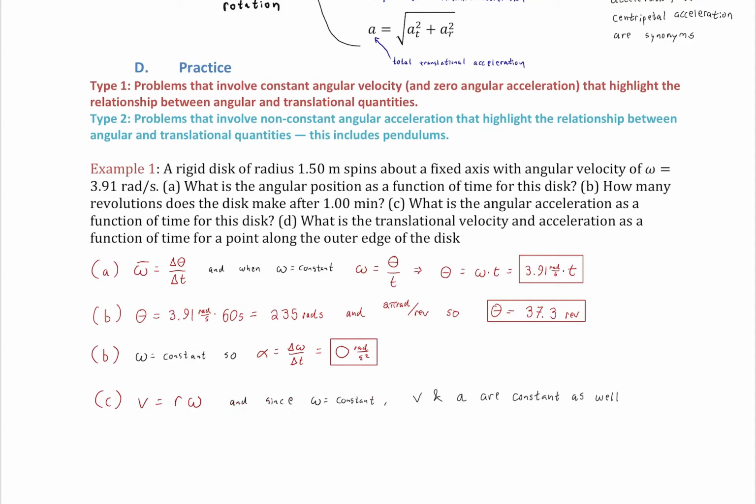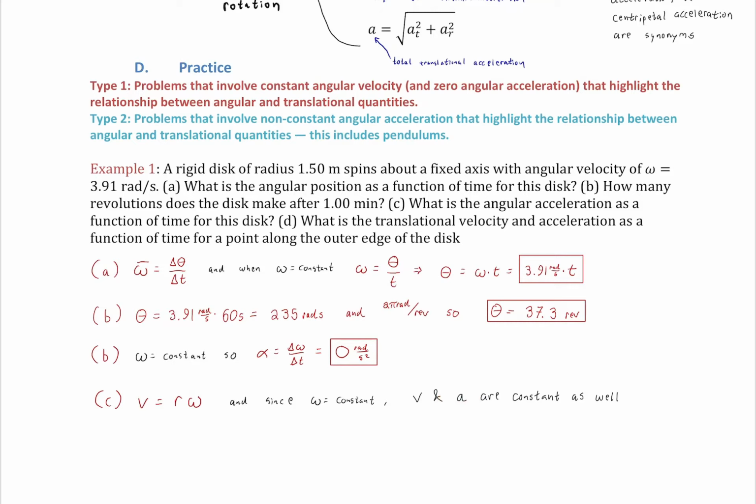All right, so here's an interesting fact. Since omega is a constant, that means v is going to be a constant. And it also means that a is going to be a constant. So that's really weird, right? It's weird to think that we can have a constant velocity system that has a constant acceleration. But that's because we're talking about different kinds of velocity and acceleration. We have a constant angular velocity system, which means that it has a constant translational acceleration.